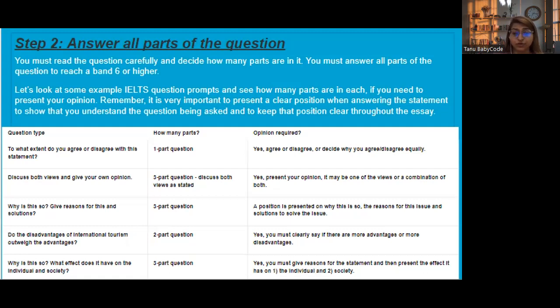If this is your question and the question says, to what extent do you agree or disagree with the statement, how many parts are there in the question? You can see that there is only one part. They are asking you whether you agree or you disagree, right? Now, opinion required? Yes, because they are asking you whether you agree or disagree. You have to decide why you agree or disagree, equally if you are having a partial agreement, right?